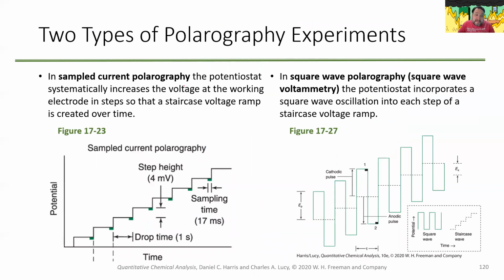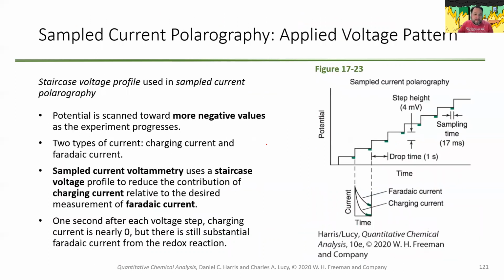Right? So in our sampled current polarography, the potentiostat systematically increases the voltage, whereas in our square wave polarography, it just adds a square wave onto that. Our staircase profile used in the sampled current polarography is scanned towards more negative values as the experiment progresses. And you can look at the charging current and the faradaic current. Sampled current voltammetry uses a staircase voltage profile to reduce the contribution of our charging current relative to the desired measurement of the faradaic current.